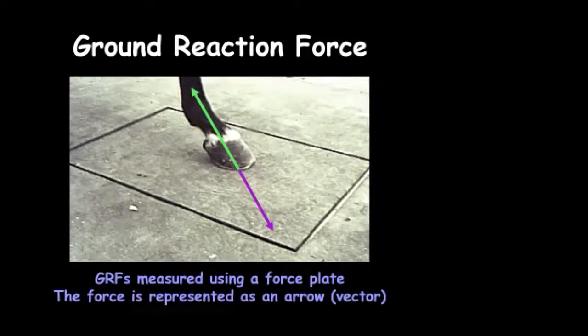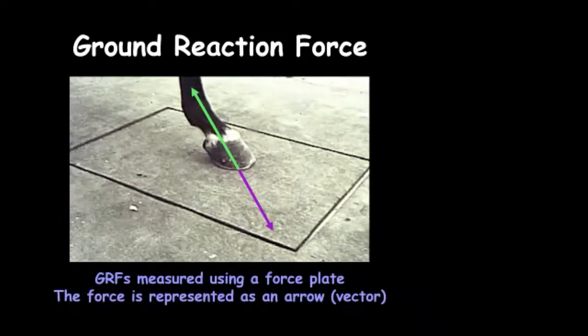So we can represent a force by an arrow. And this arrow has certain characteristics. The length of the arrow is proportional to the size of the force. The direction in which the arrow acts, here it's acting forwards and downwards into the ground, indicates the direction of the force. And then the point at which the arrow starts is what we might call the center of pressure, or the point of force application.